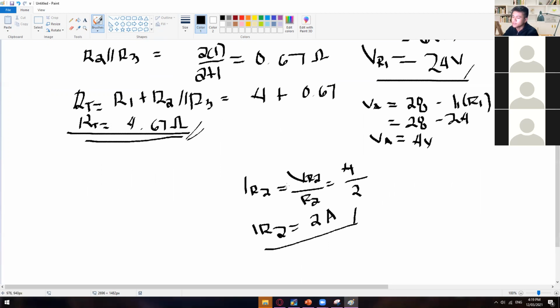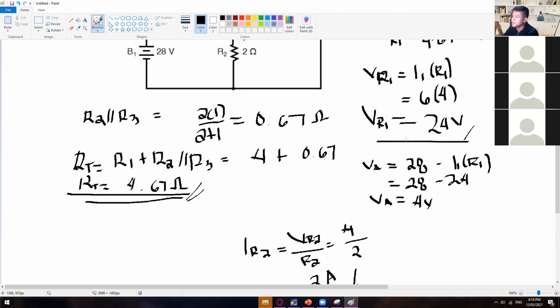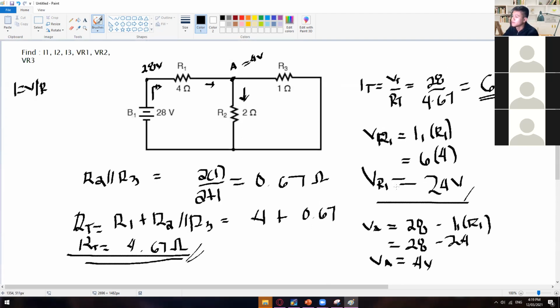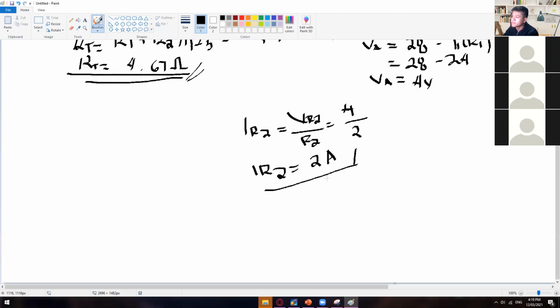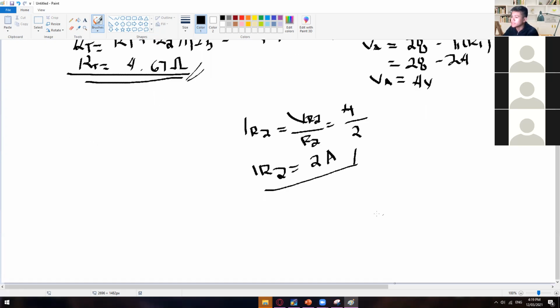So this is now our third answer. So we now have the I1, IT, and then the... we don't have the I1 yet. Anyway, since IT is already equal to I1, then I1 is equal to 6 amps. So let me just put here I1. So in here, we already have the IR2 or I2, which is 2 amps. So the next one is IR3.